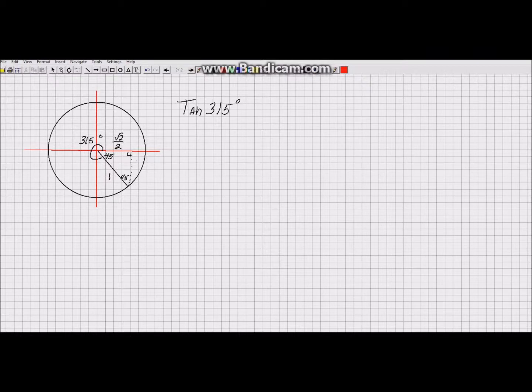Each leg, square root of 2 over 2. The vertical leg of the triangle, though, is a negative root 2 over 2 because it's in the fourth quadrant. Tangent of 315 is the opposite side over the adjacent, or negative square root of 2 over 2 over positive root 2 over 2, which is negative 1.